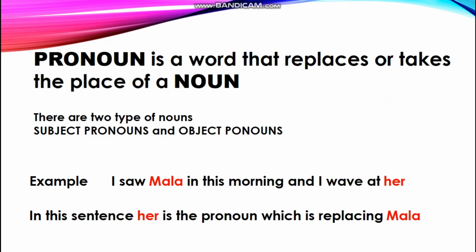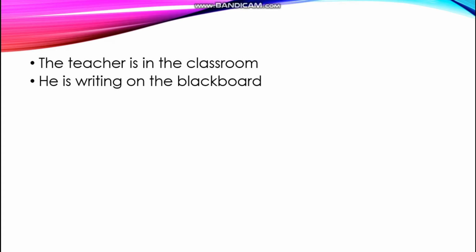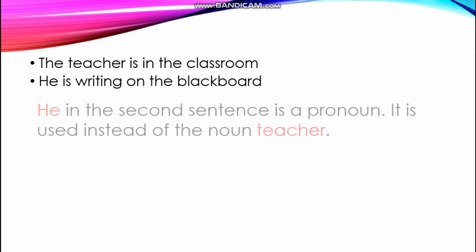So that's the pronoun for Mala, which is her. So some examples. The teacher is in the classroom. He is writing on the blackboard. So instead of teacher in the second sentence, we are using he. So I will explain that. He, second sentence, is a pronoun. It is used instead of the noun teacher.